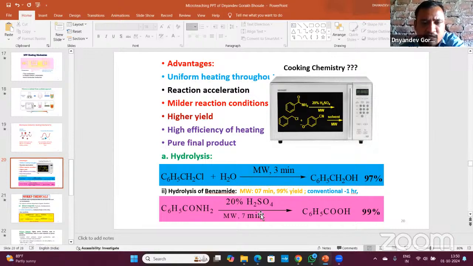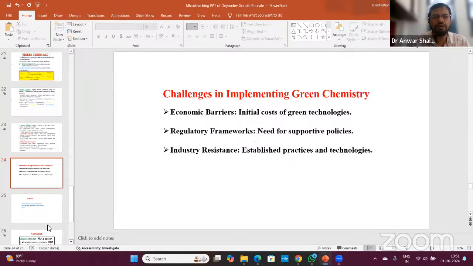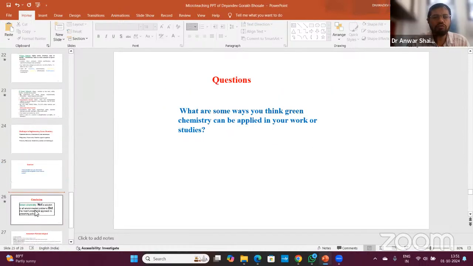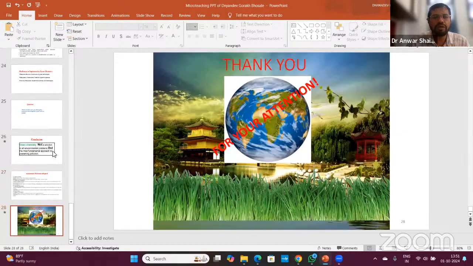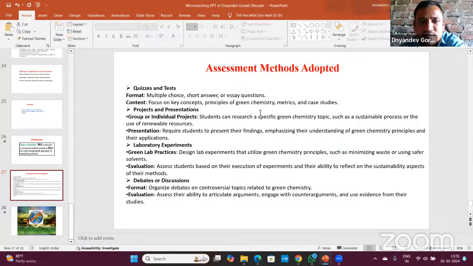I would like to tell some reactions which, in the presence of greener techniques, occur in a very lesser time, with a higher yield. Assessment tools, theoretical concepts, and some challenges. What pedagogies will you be using to simplify this topic, and which ICT tools will you be using for the assessment?